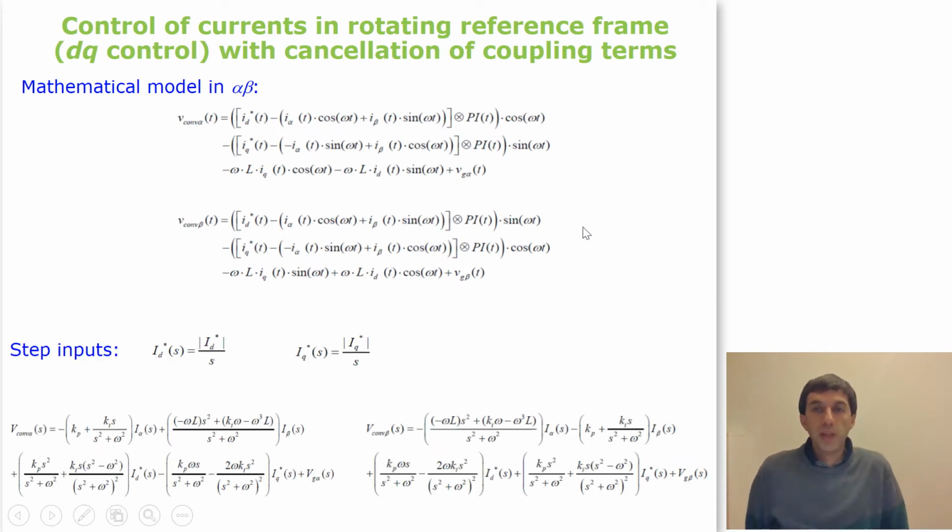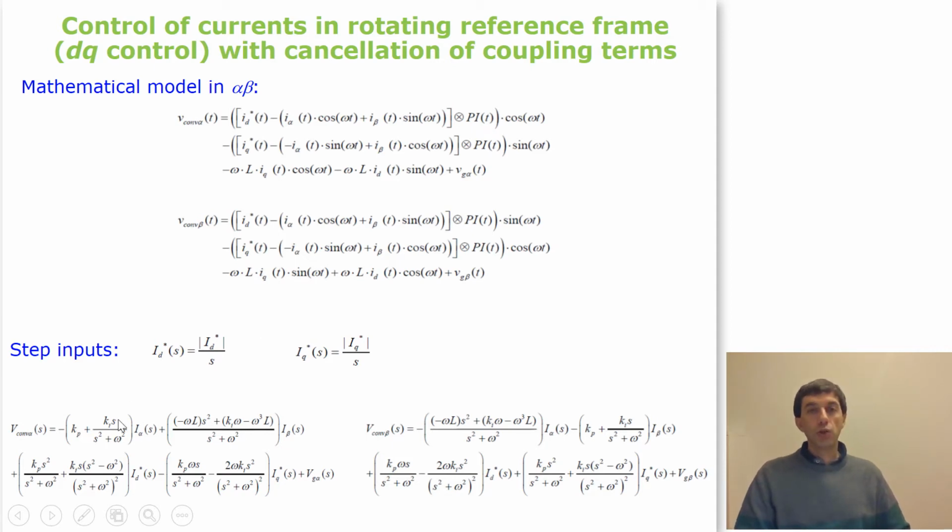So if we do the development, I'm not doing it here in this presentation because it's quite large and it would take quite a lot of time. It is done in the book from which I am presenting all this. If we do this development, we can finally obtain, by applying the Laplace transformation, in S domain, these two expressions for alpha voltage and for beta voltage of these control strategies.